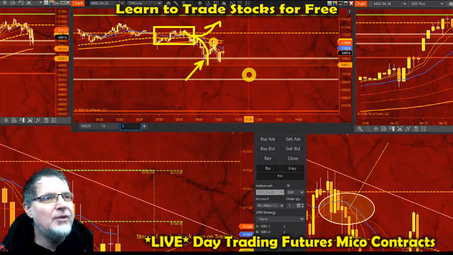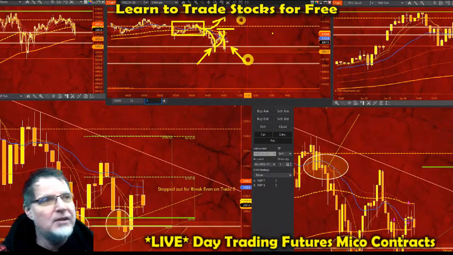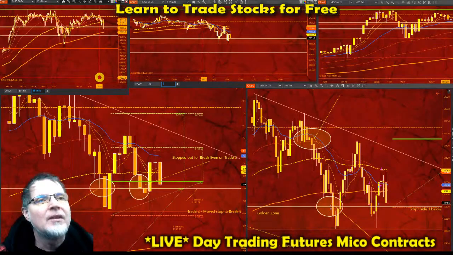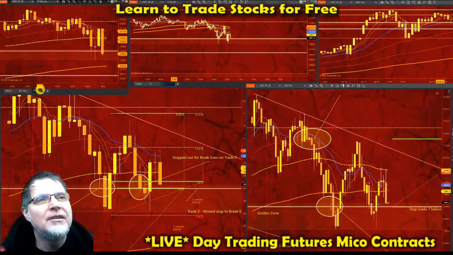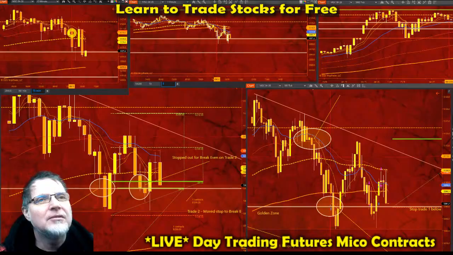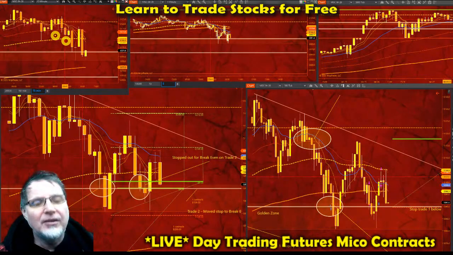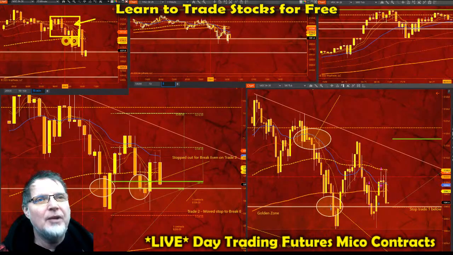Stopped out on the first trade. Second trade almost hit first target, came all the way down, broke even on the second trade, tried to scalp, broke even on that, and that's what we did today. That's where we're at so far. 15-minute is looking difficult. When I took that first trade and developed my idea, the price was up here. Now it's down here.